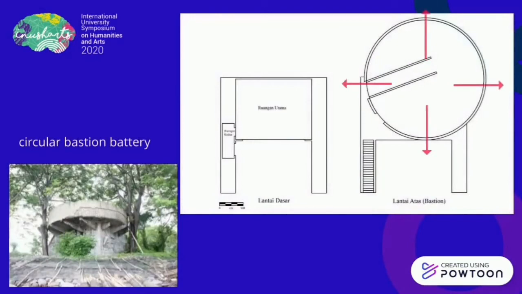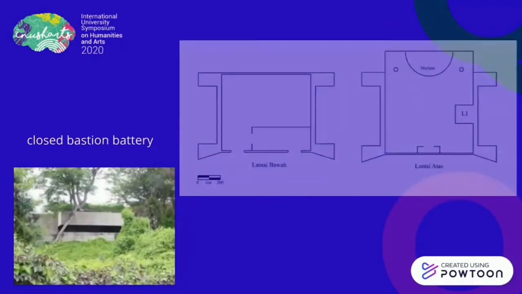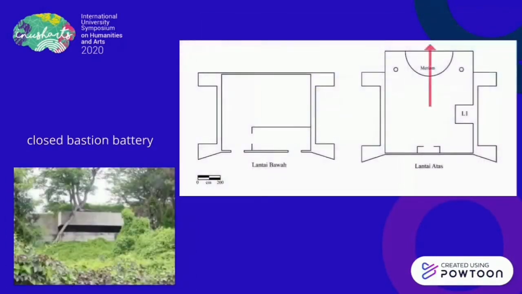Due to the shape of the building, the circular and square bastion batteries have an open bastion that allows attack in all directions, while in a closed bastion battery, the attack is only focused on the northeast or the ocean.